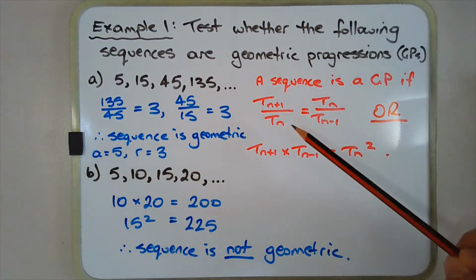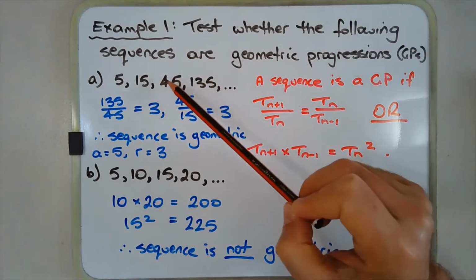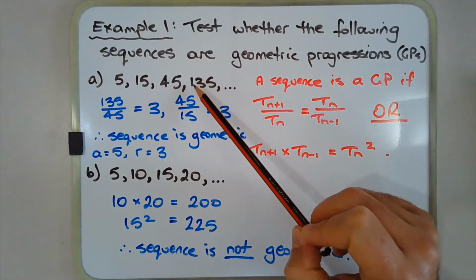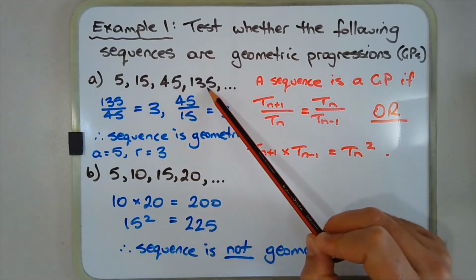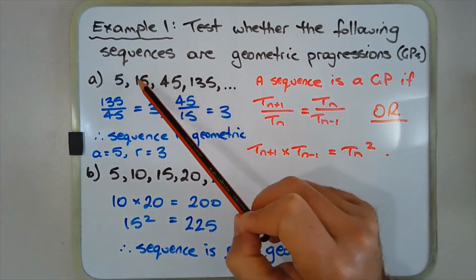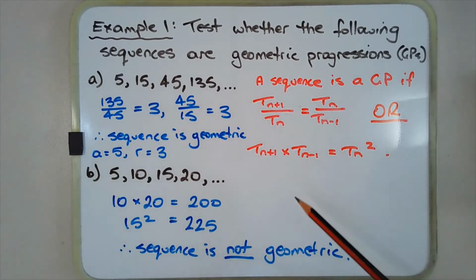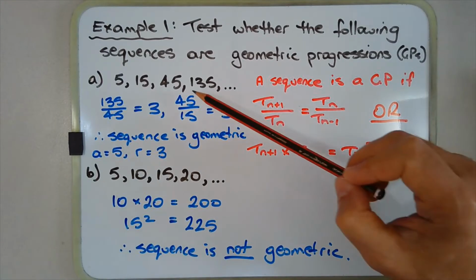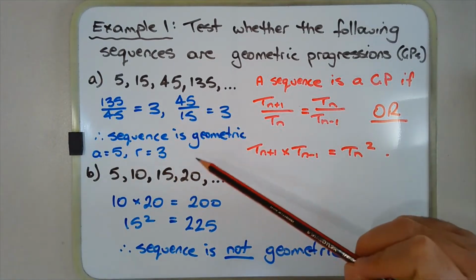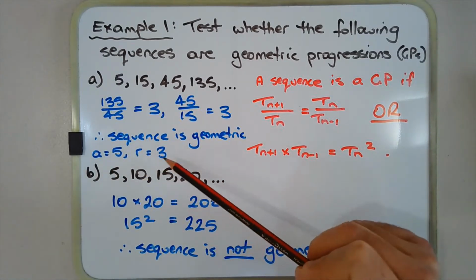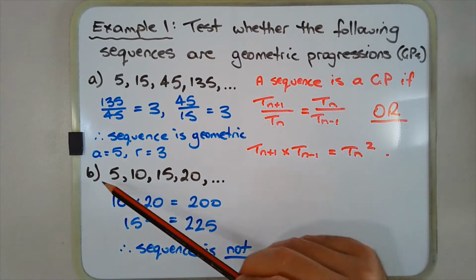But just applying the test, if we choose, for example, 3 consecutive terms, say 15, 45 and 135, and we divide 135 by 45, that's the Tn plus 1 divided by Tn, and then compare that with Tn divided by Tn minus 1, and we get the same ratio, then we can conclude that the sequence is geometric. So 135 over 45 equals 3. 45 over 15 also equals 3. Therefore the sequence is geometric with the first term being 5, so A equals 5, and the common ratio is 3. Let's have a look at part B.